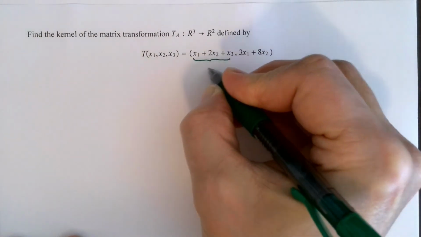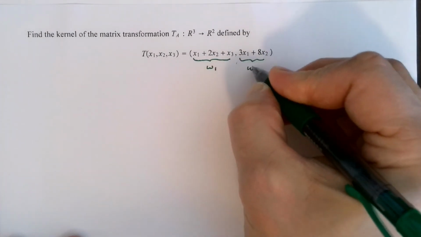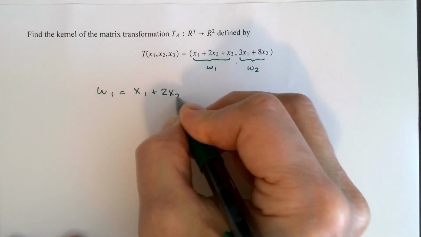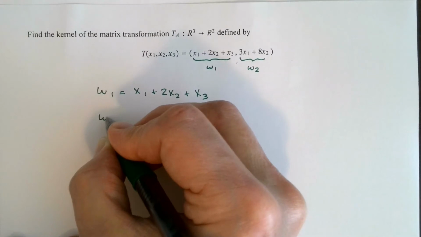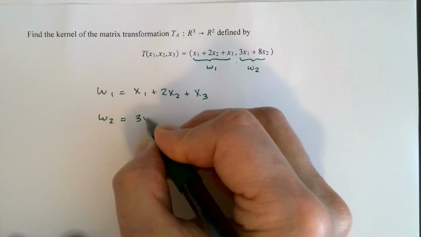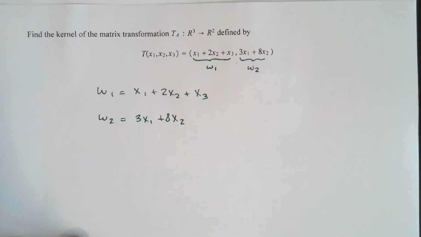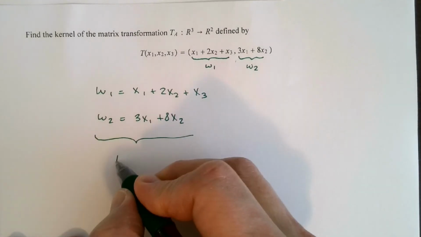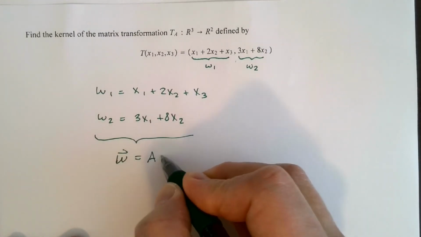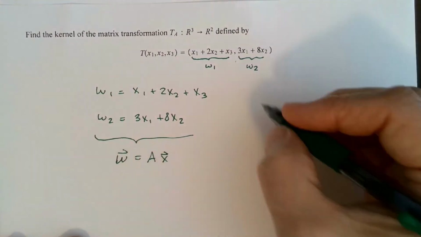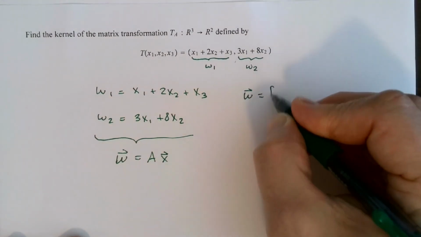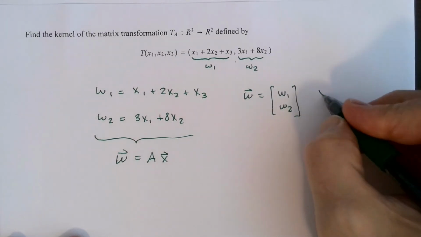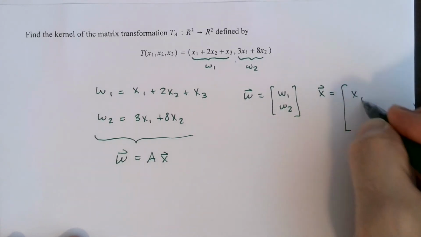If I call this W1 and I call this W2, look at this, we have W1 is x1 plus 2x2 plus x3, and W2 is 3x1 plus 8x2. And this is a system of linear equations. I can describe this as W equals AX, right? Where W is just the 2x1 output, W1, W2. X is the 3x1 input, X1, X2, X3.